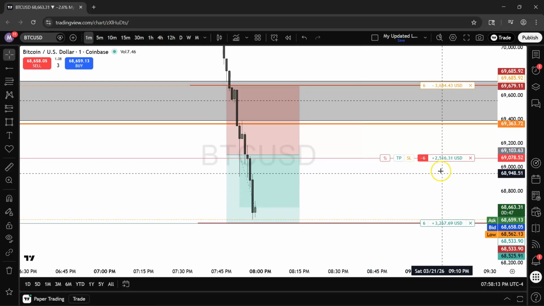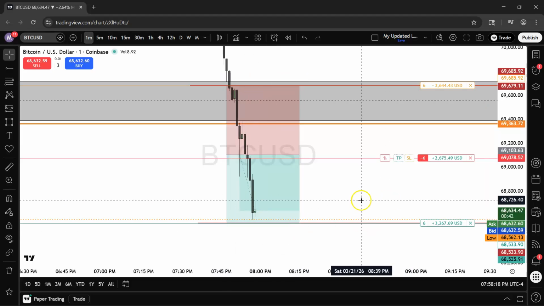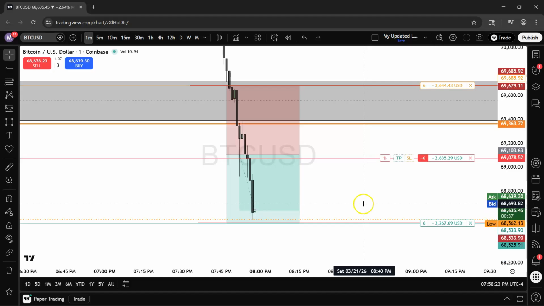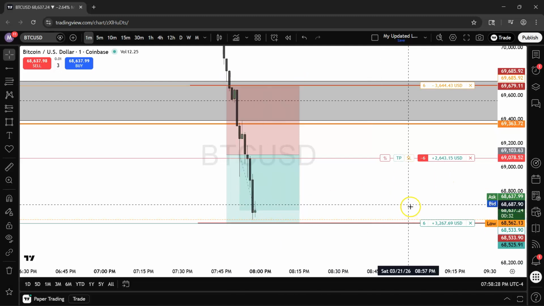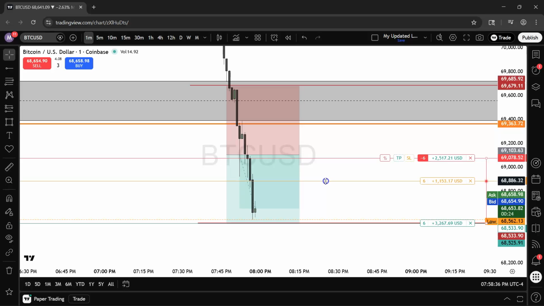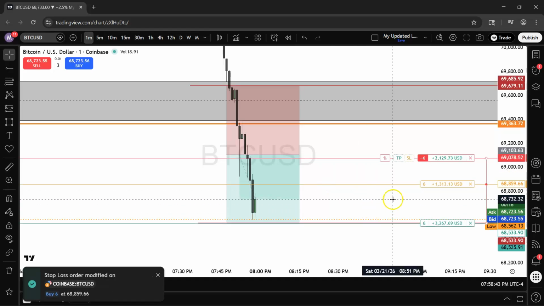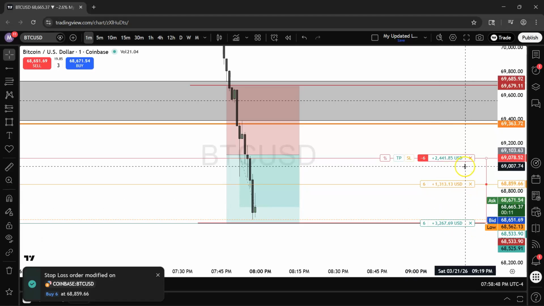I'm up in profit about $2,500 right now. It's teetering around my TP level, or I'm looking for another strong push down. If it doesn't, we'll just close out the trade, because you don't want to let your money slip away. Matter of fact, I'm going to move my stop loss all the way down here, so that if it does retrace, I can still make a small profit, or I can close it out for a $2,000 profit.